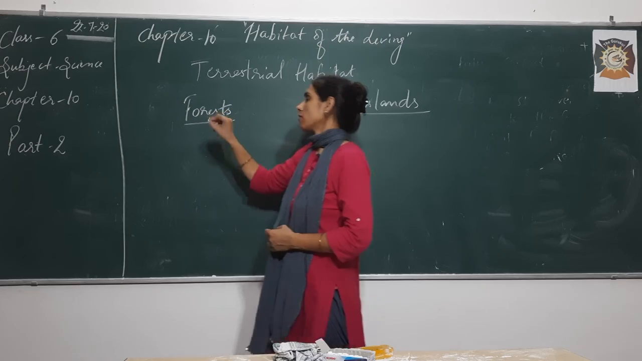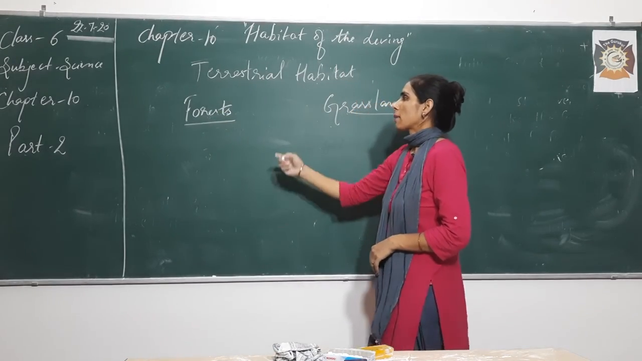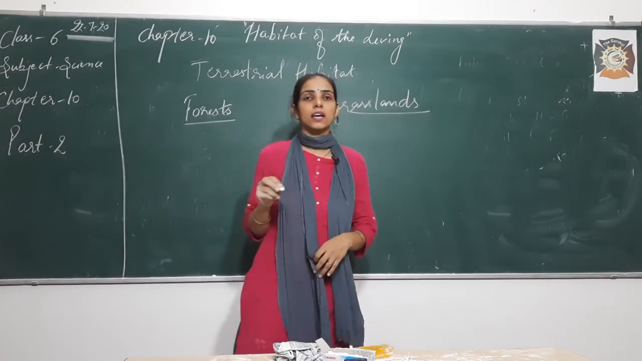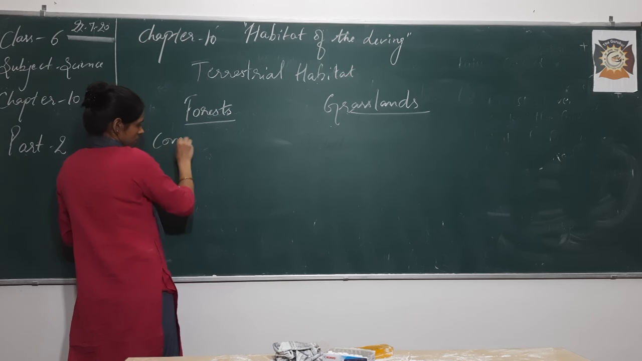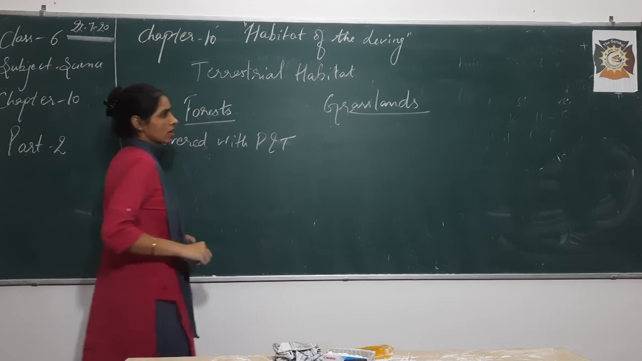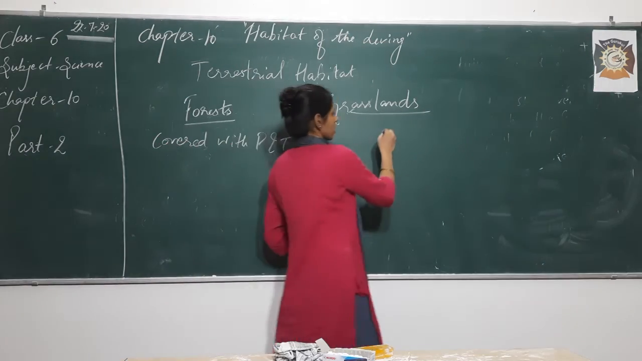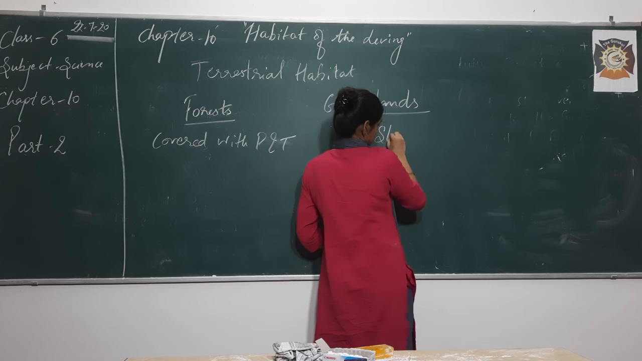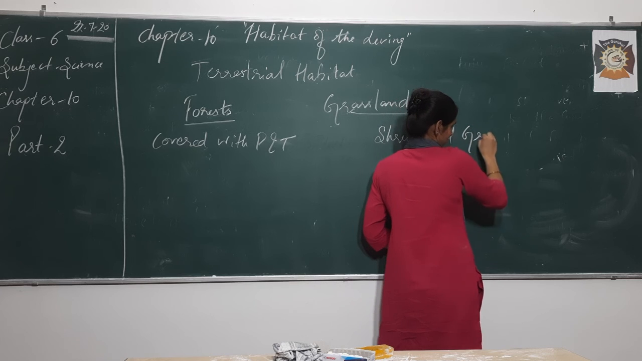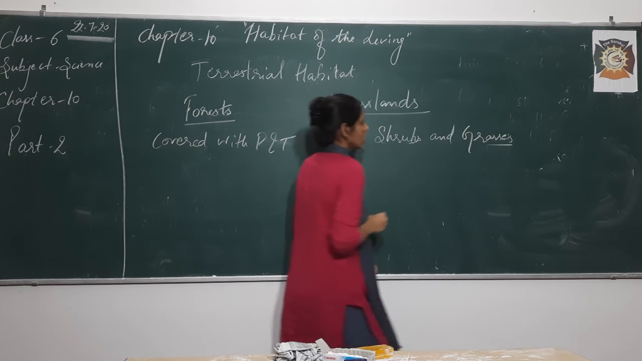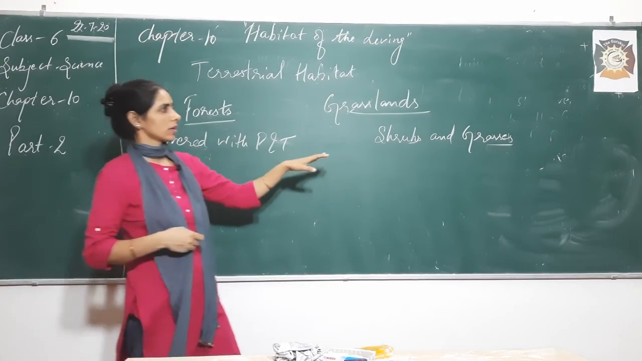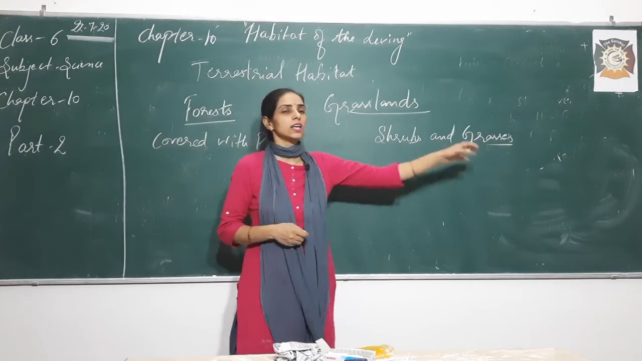First, we will discuss how these forests are. Forests are covered with plants and trees, while the grasslands are covered with shrubs and grasses, right? P and T means plants and trees, and grasslands are covered with shrubs and grasses.